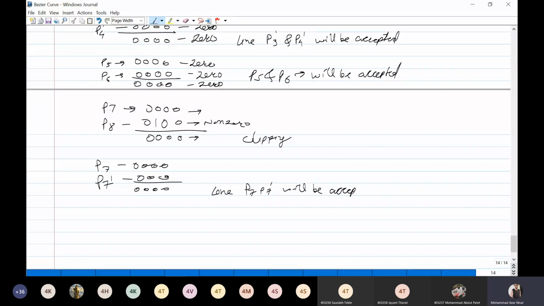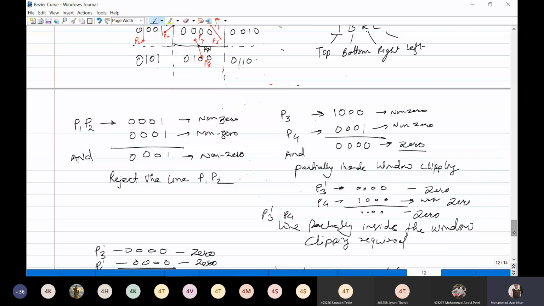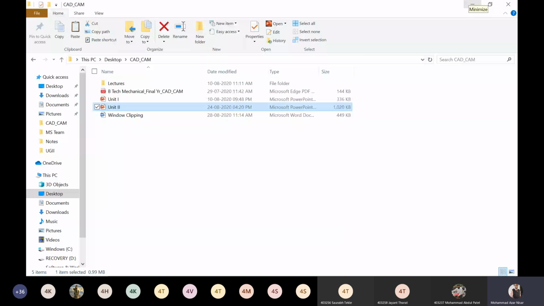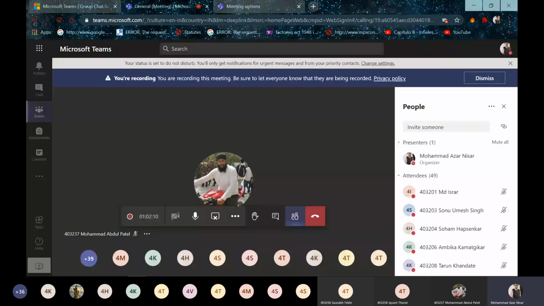So in this way, sometimes they will ask you a problem over this, in which they will give you the coordinates of this line. Suppose the point P1 is at this point, P2 is at this point. You have to tell which line will be accepted and which line will not be accepted. So in this way, the Sutherland algorithm of line clipping will be done.